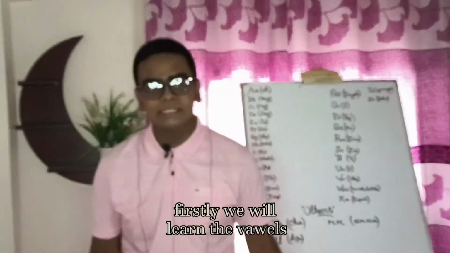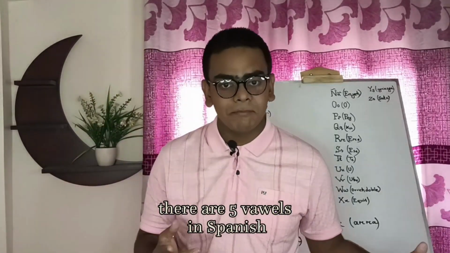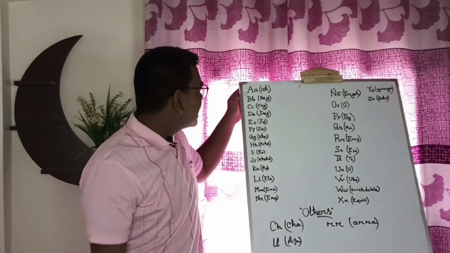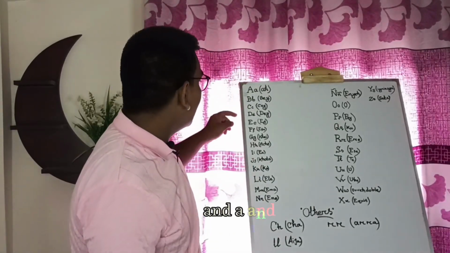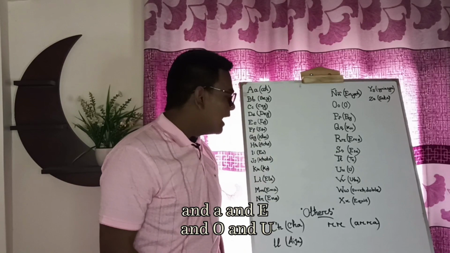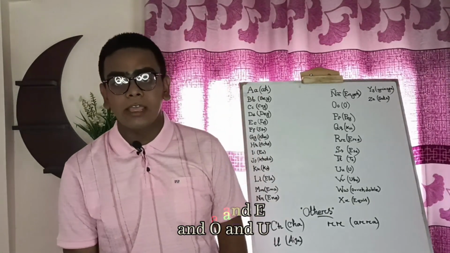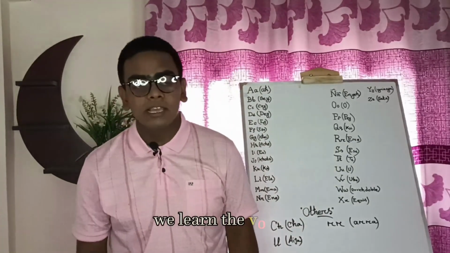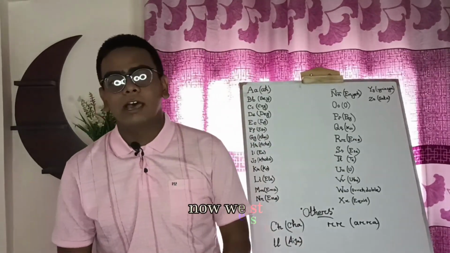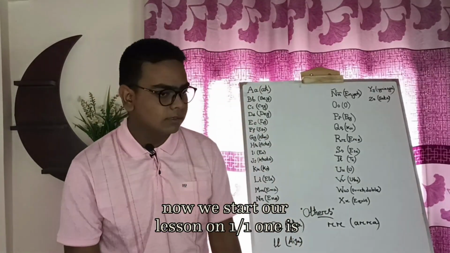Firstly we will learn the vowels. There are 5 vowels in Spanish: A, E, I, O and U. So we learn the vowels. Now we start our lesson.